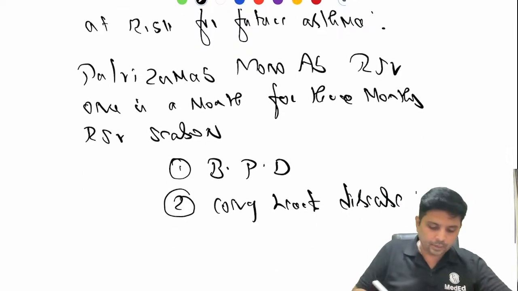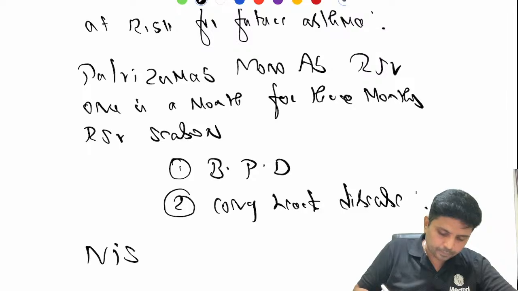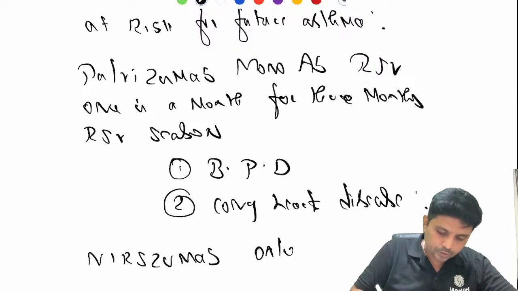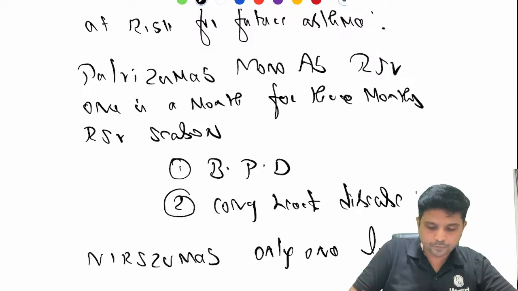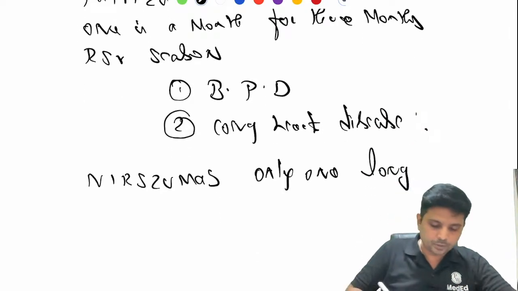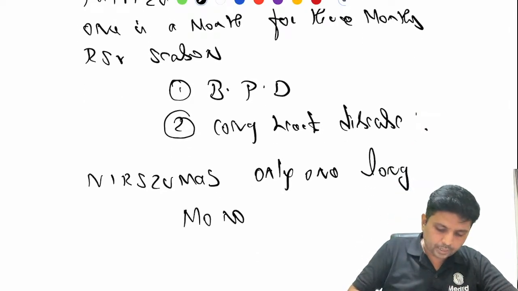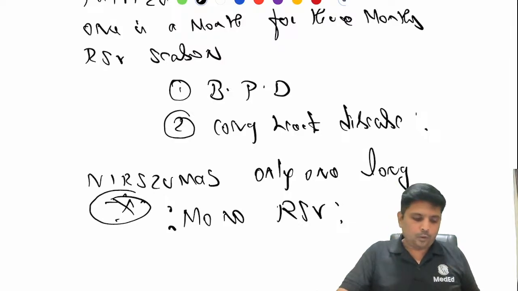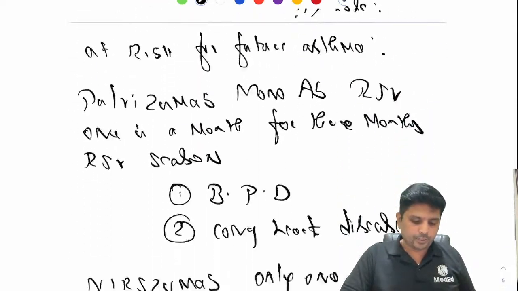And recently we have nirsevimab. This can be given only once because it has a long half-life. Instead of giving 3 doses, only 1 dose. Nirsevimab is also a monoclonal antibody against RSV. Okay, this is about bronchiolitis.